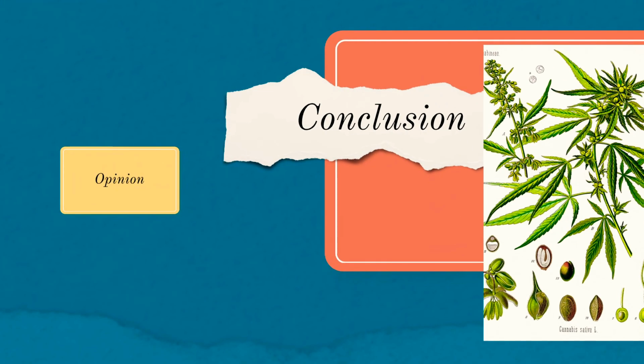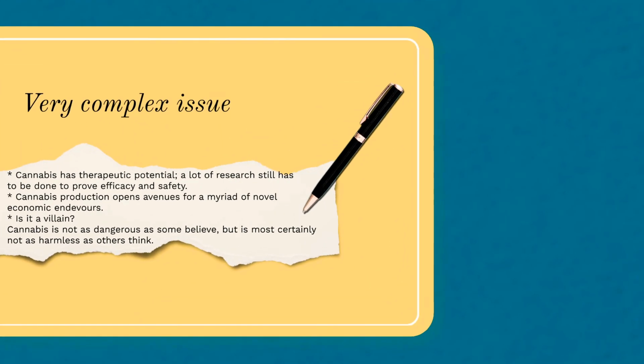So what conclusion can we draw from all of this? Cannabis legalization, policy, production, pharmacology, societal, economic, and environmental effects are extremely complex. In short, cannabis is not as dangerous as some believe, but it is most certainly not as harmless as others think.